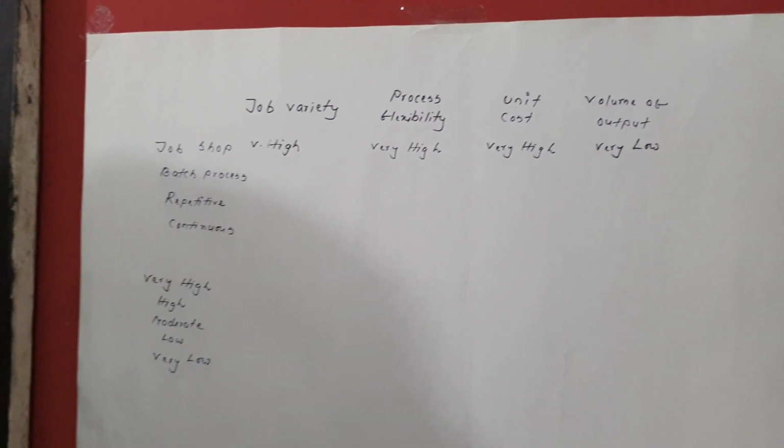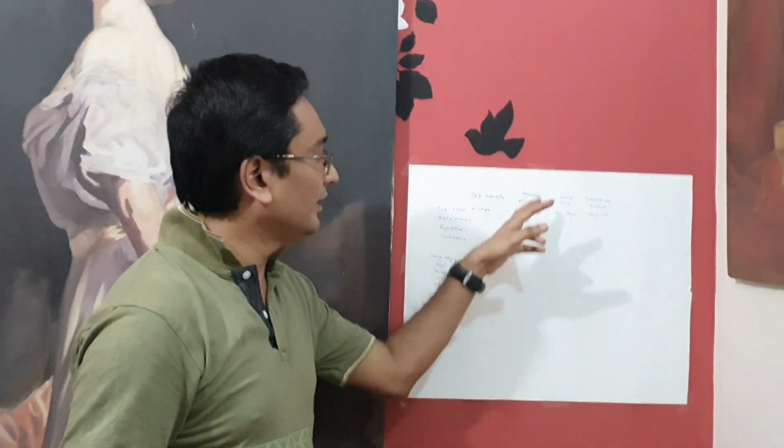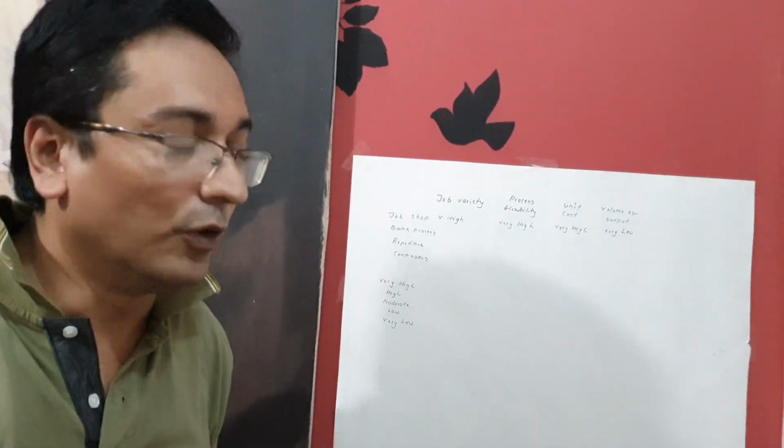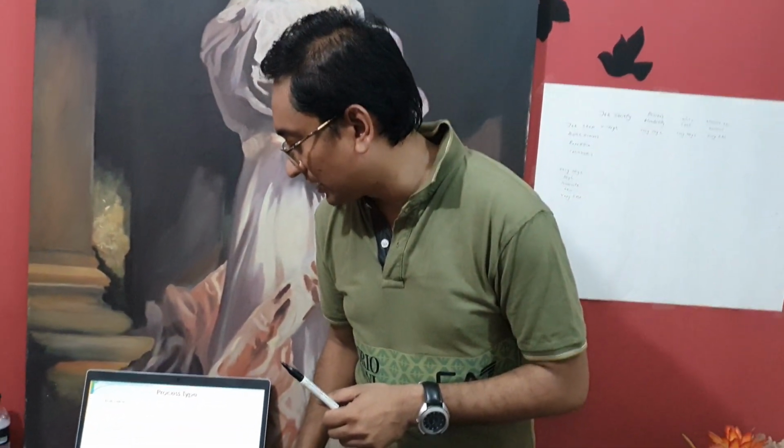So those particular organizations or manufacturing processes will use the job shop process, where job variety is very high, process flexibility is very high, unit cost is very high, and the volume of output is very low. Right. Can anyone give me an example of this kind of organization where the job shop process will be applicable? Obviously, you cannot give me the answer right now, but I can show you the answer in the lecture note.